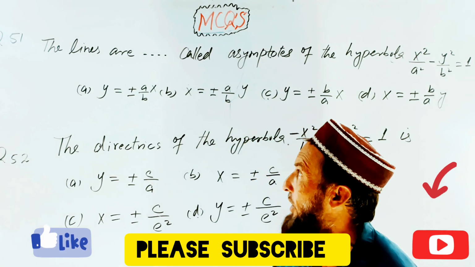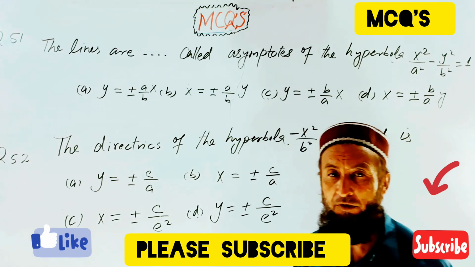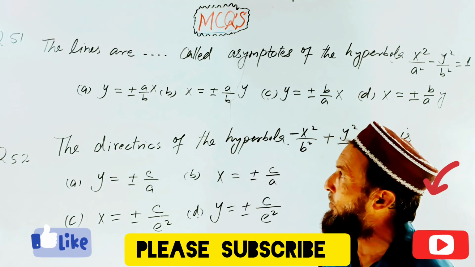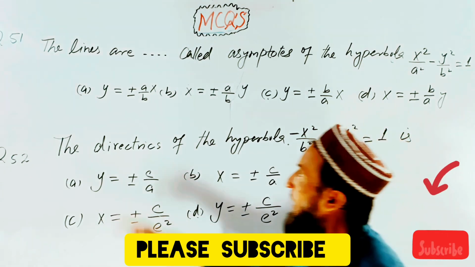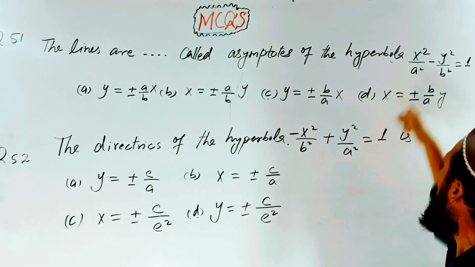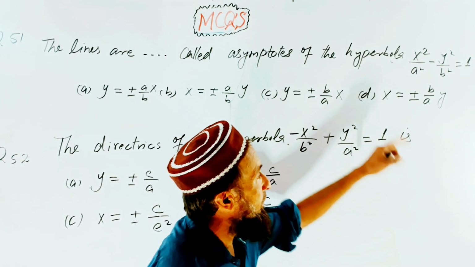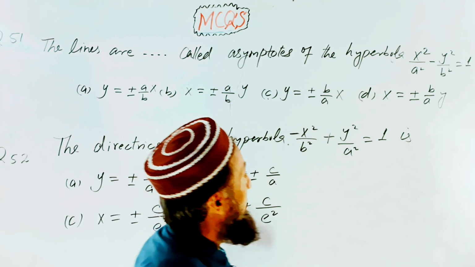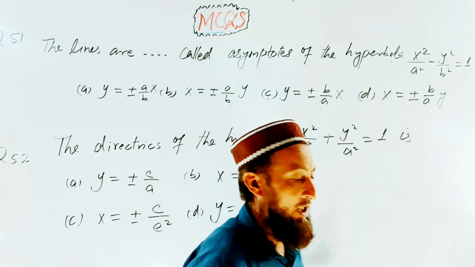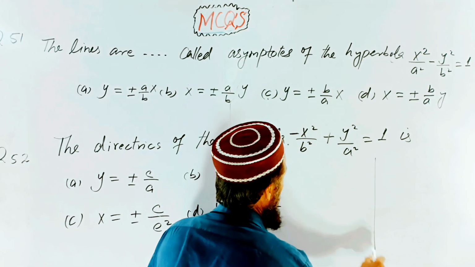Today we are proceeding to the next MCQs on the hyperbola and ellipse. It means that we have discussed the conic section. Question number 51: the lines are called asymptotes of the hyperbola x square divided by a square minus y square divided by b square is equal to 1. From here we conclude that the hyperbola has a transverse axis, so we are making the transverse axis of the hyperbola here.